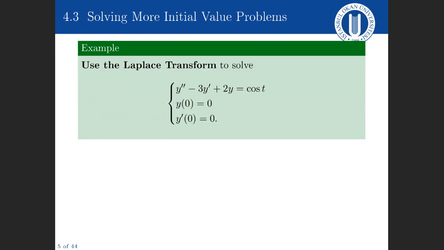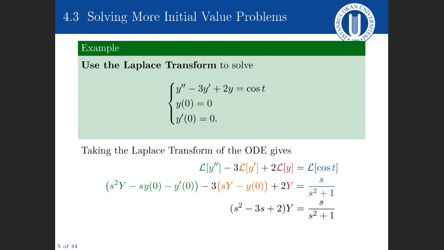I'm going to be doing 3 examples, and the first one is: use the Laplace transform to solve y double prime minus 3y prime plus 2y is equal to cos t, with the initial conditions y of 0 is 0, y prime of 0 is equal to 0. I know this is not a difficult differential equation. We could solve this using the methods from chapter 3, but I want to use the Laplace transform to solve it. If you're given a question which says use a particular method to solve it, then you have to use that method. So to answer this question, we have to use the Laplace transform.